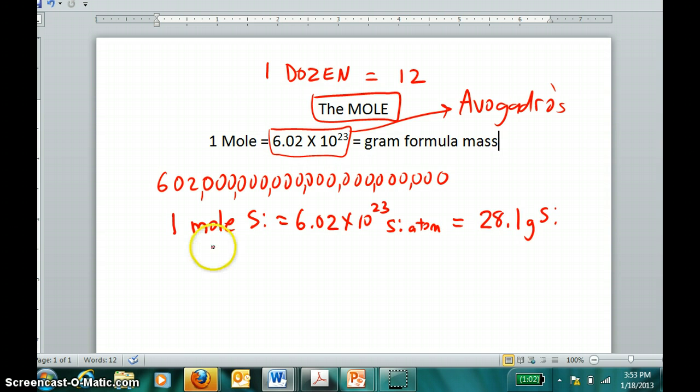So, if I were to hand you a mole of silicon, yes, it would be the same as handing you Avogadro's number of atoms of silicon, but it would also be as if I handed you 28.1 grams of silicon. And that's not a lot of silicon. That's only a fraction of a kilogram, much less than a pound. And the same is true of any element.